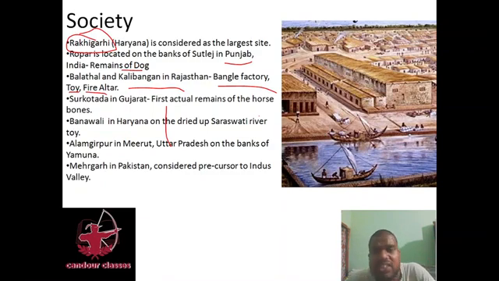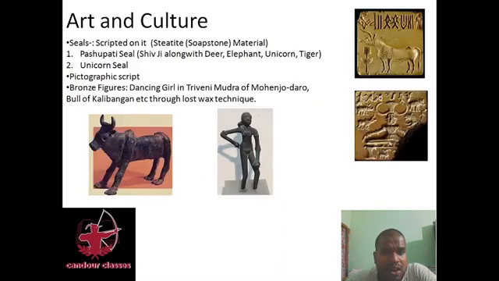Okay, so these are some points from where we can get proofs that they kept horses and dogs as domestic animals, and I think they were using horses for traveling purposes and dogs, as they are the most loyal animals. So for their society's welfare purpose they domesticated dogs. Now we'll talk about art and culture. What is art and culture, and what are the art and culture remains you can find?